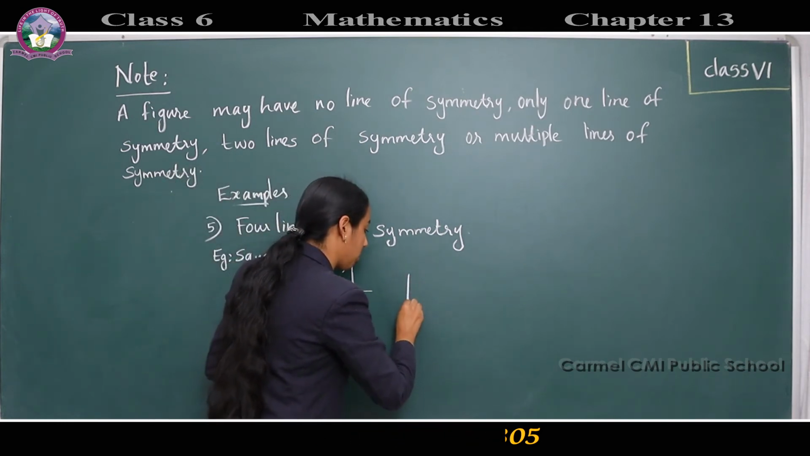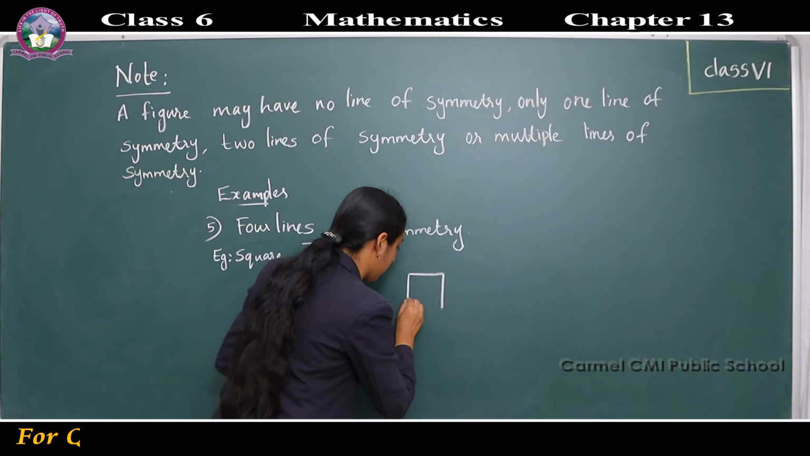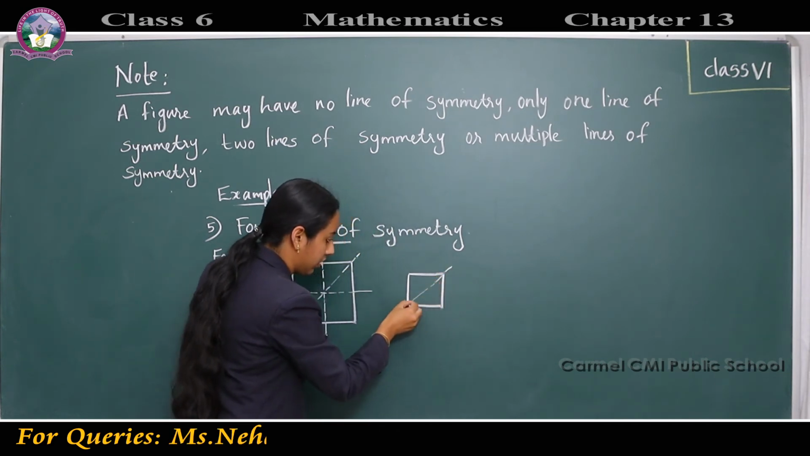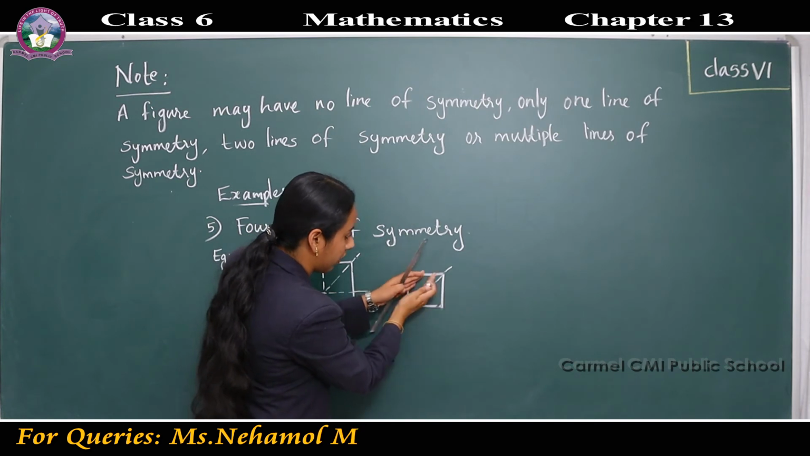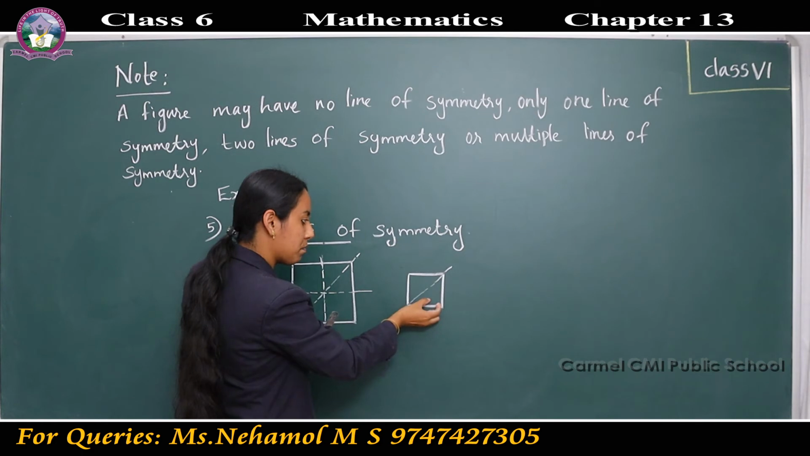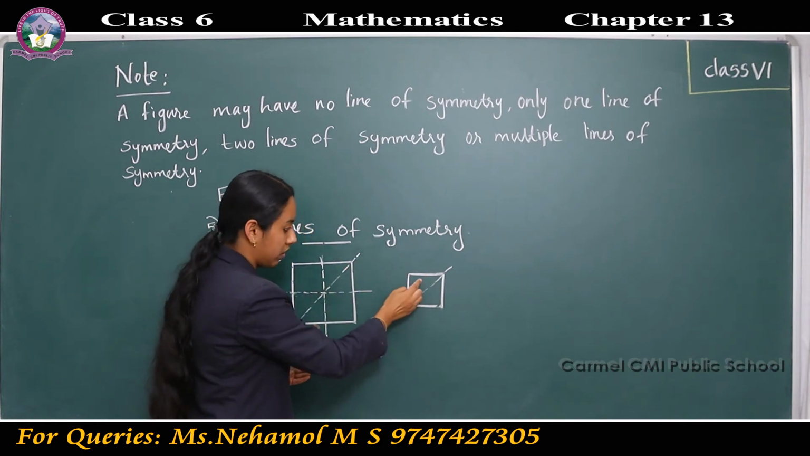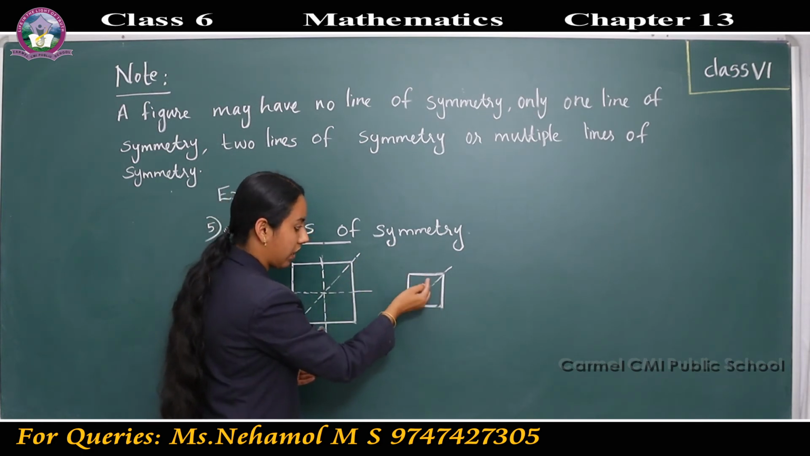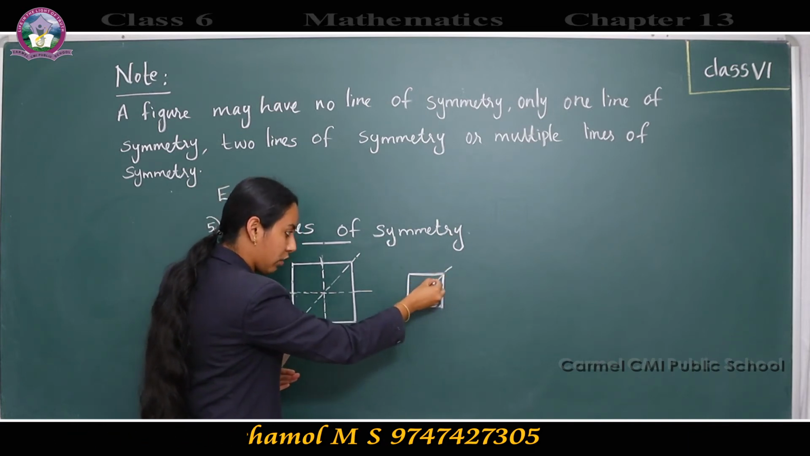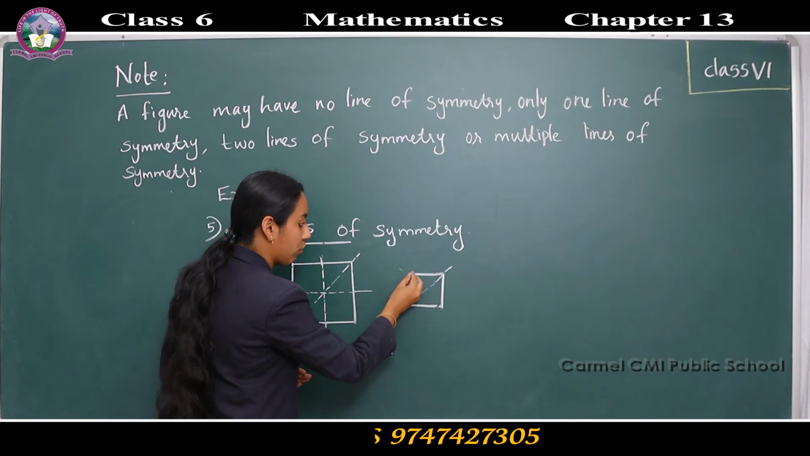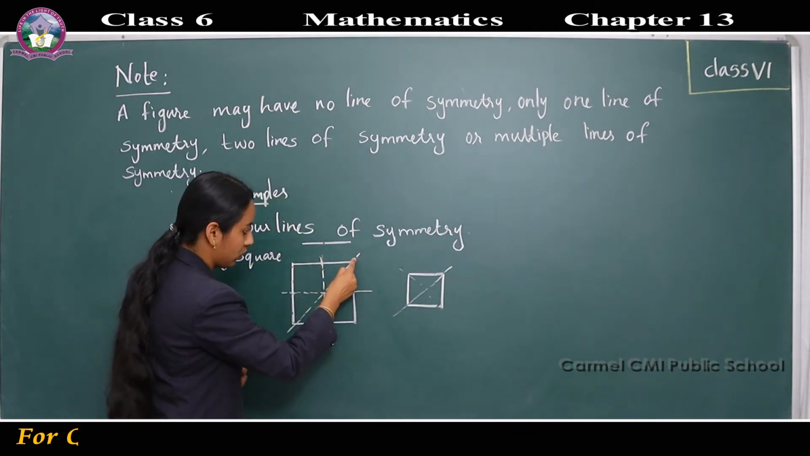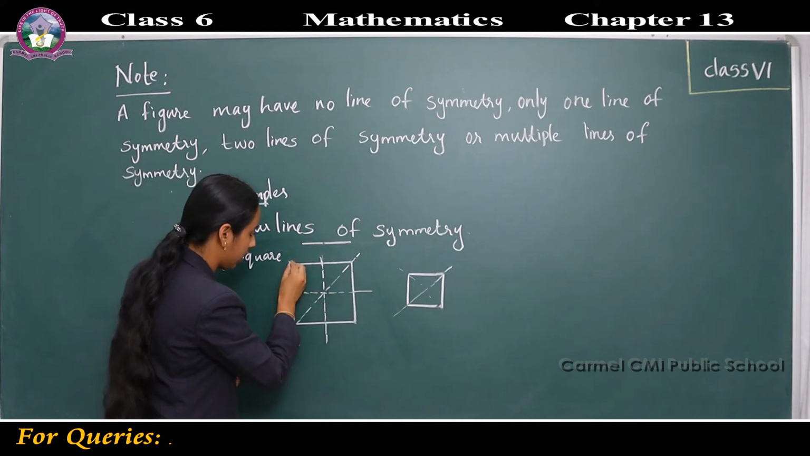That means, suppose this is a square paper. If we fold the paper this way, then this part exactly overlaps the first part. The second part exactly overlaps the first part. So we can draw a line of symmetry diagonal wise also for a square. Then 1, 2, 3, 4.